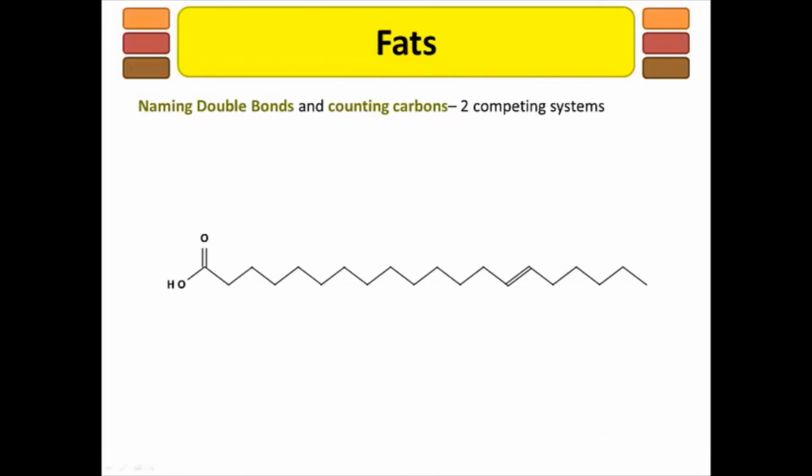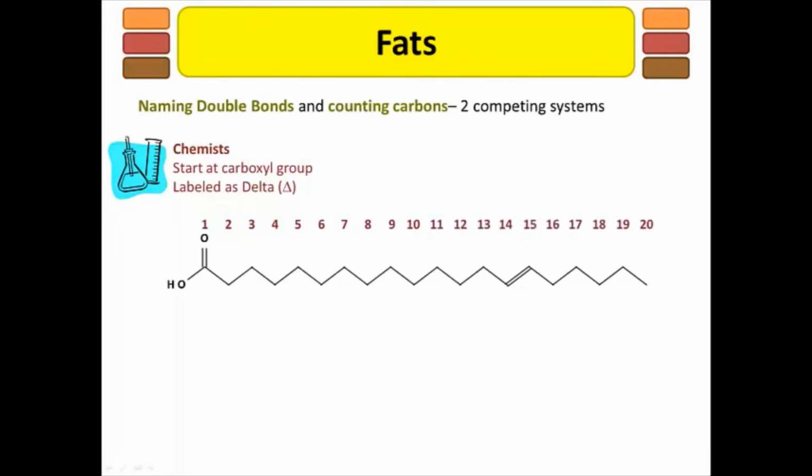Double bonds in a carbon chain are identified by the carbon number in the chain. Unfortunately, there are two commonly used methods of numbering and naming double bonds. Chemists prefer to start numbering at the carboxyl group and count up to the end of the chain. They use a Greek letter delta to represent this system.